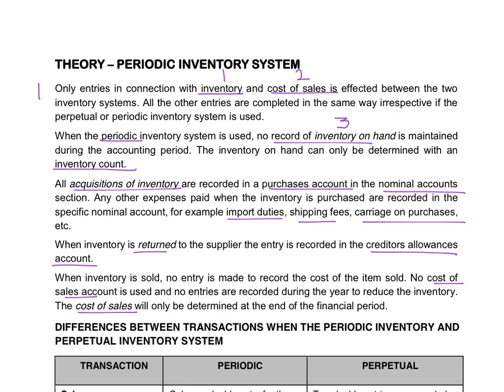All acquisitions of inventory is recorded in the purchases account, and any other expenses will be opened in nominal accounts when you buy goods. When inventory is returned in the periodic system, you will record it in the creditors' allowances account, and no entry is recorded in the cost of sales account during the year. At the end of the year, you will do a calculation to determine what is the cost of sales.